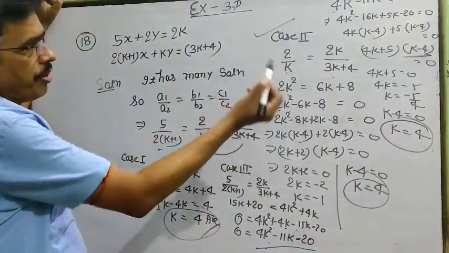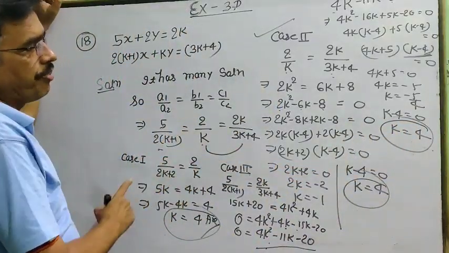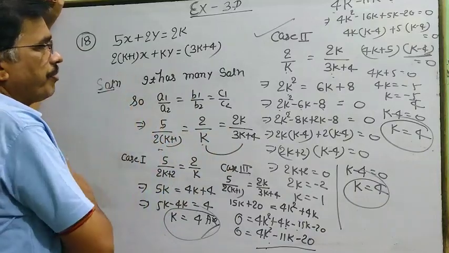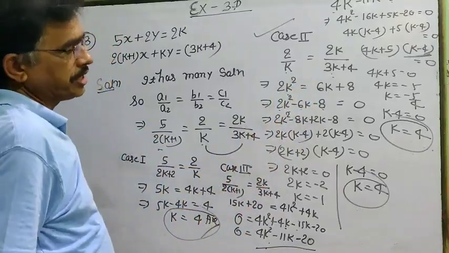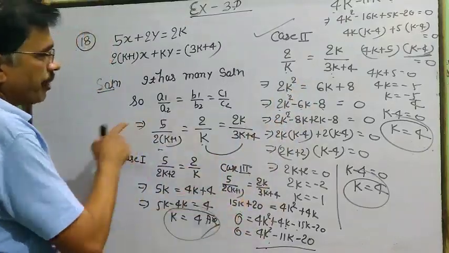So what is common among the three cases? That is the 4. So your answer for the value of k is 4, because 4 is common in all three cases. So dear student, what is the value of k?